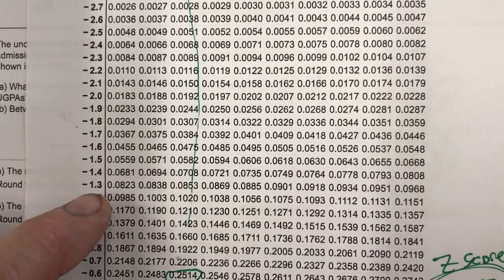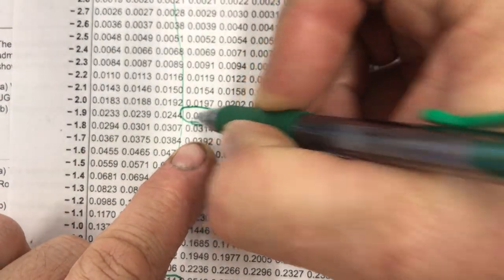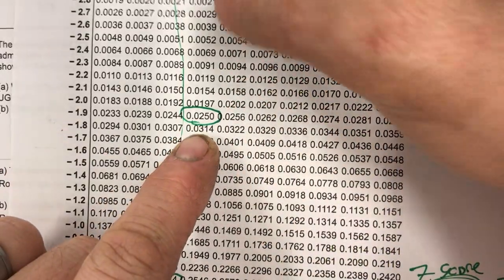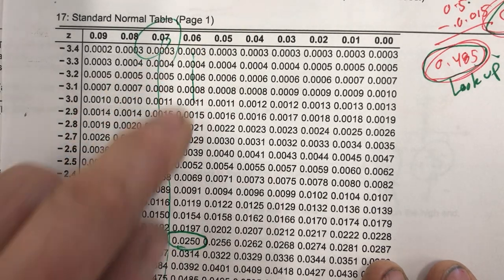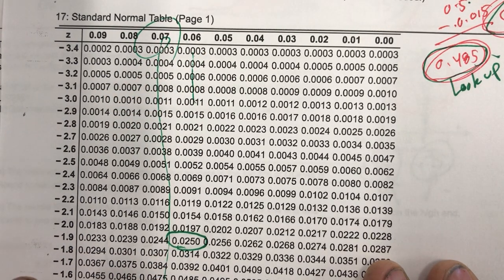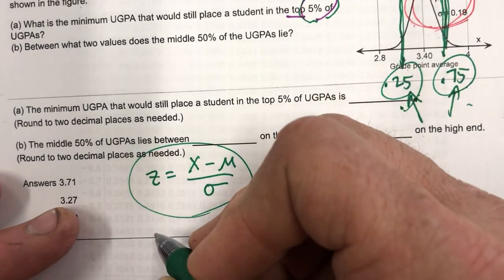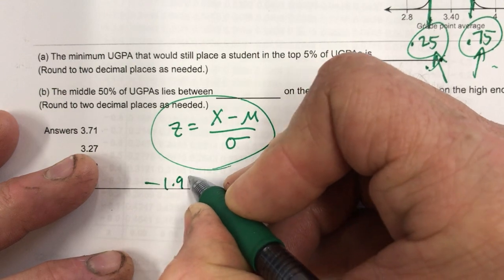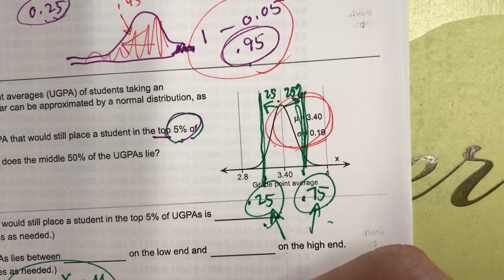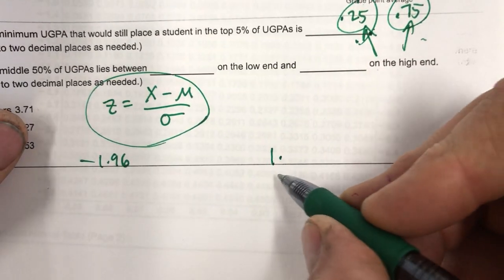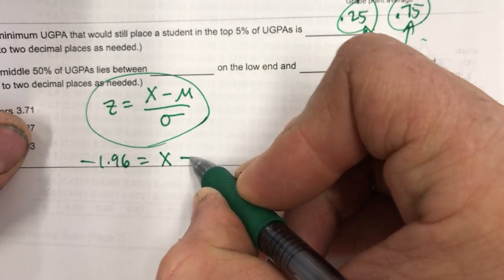Okay, so 0.25 here is negative 1.96. So the 25th percentile has a z-score of negative 1.96. That means on this one, it's going to be positive 1.96. Now what's the x-score here minus my mu?